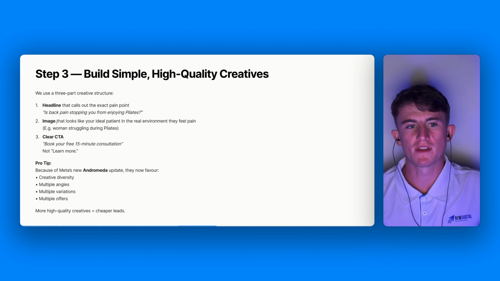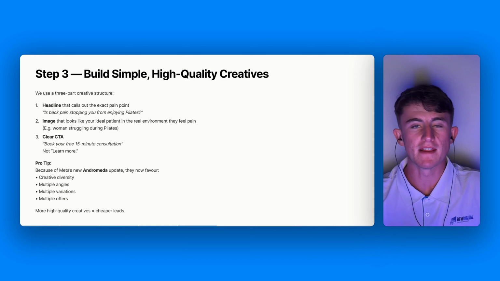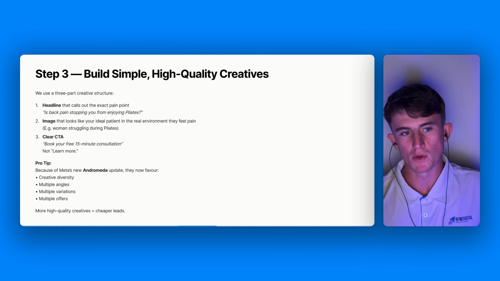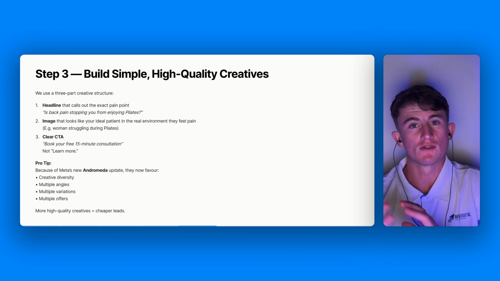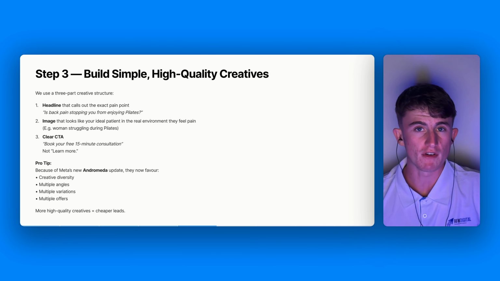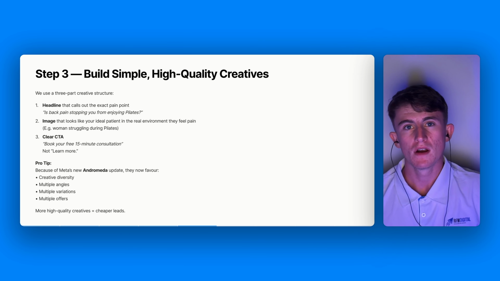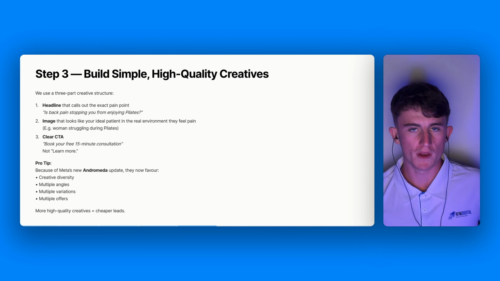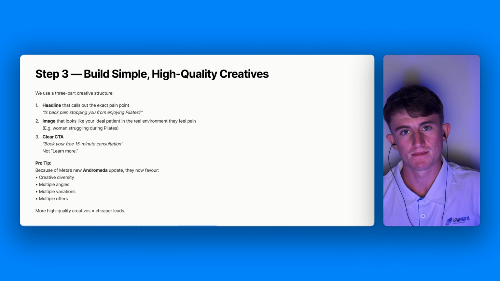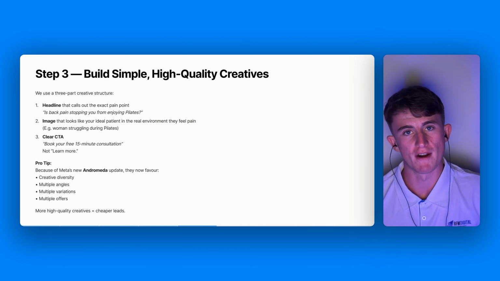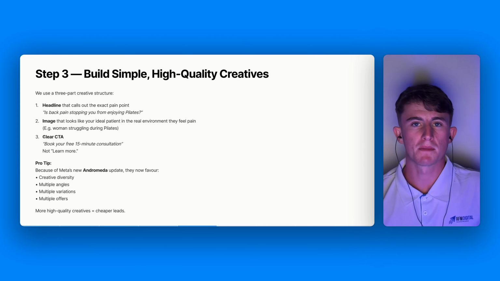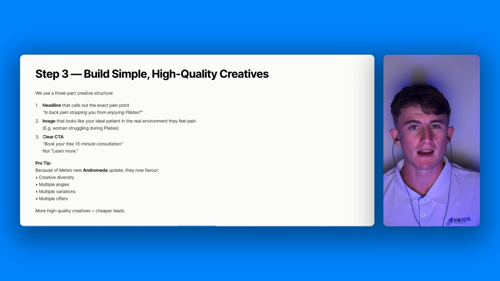Step 2 of the creative structure is the image. We simply want to make sure the image looks like your ideal patient in the real environment they're feeling the pain. For example, if we're using the woman struggling with Pilates due to back pain, we want to make sure the image represents this. ChatGPT is great for image creation, and it's done a lot better. You can just ask ChatGPT to make an image of a 45-year-old woman holding her back in the middle of a Pilates class, and it'll make a fairly good image for you to use on your graphic that will look very realistic.